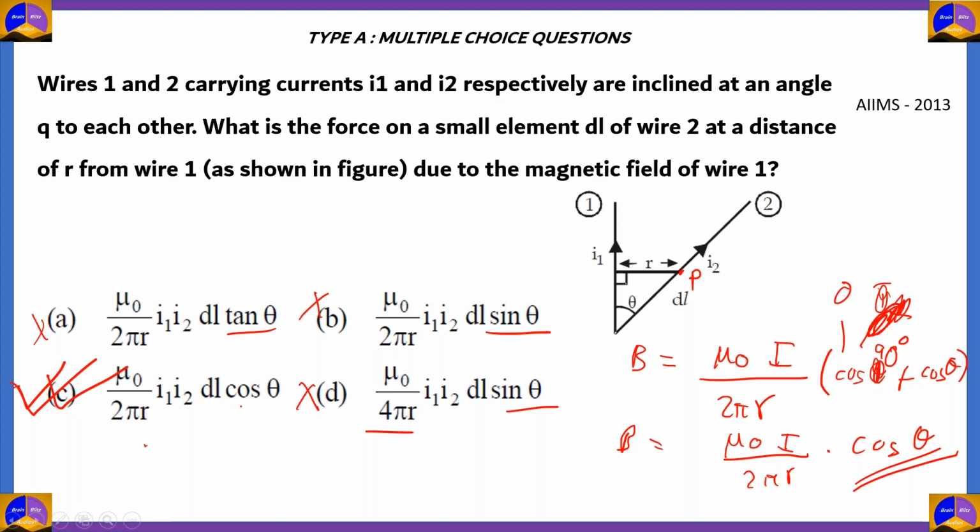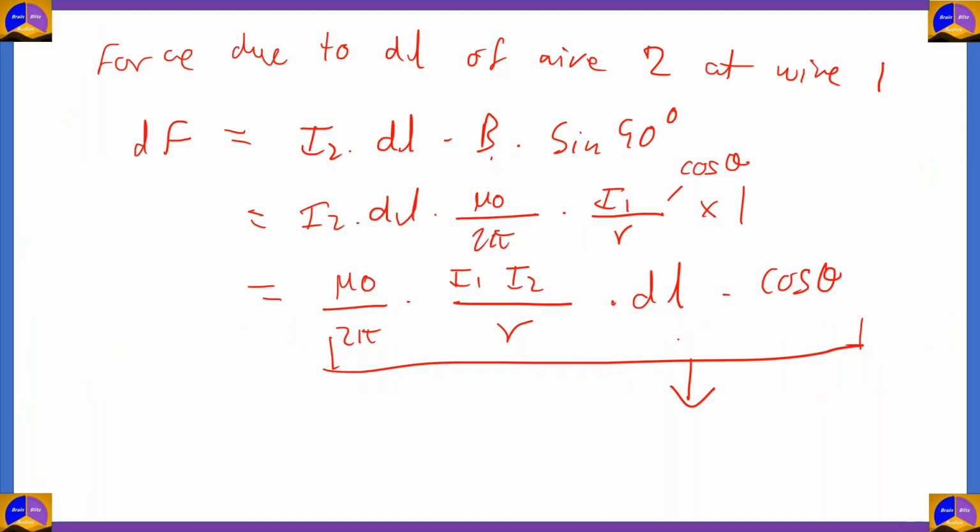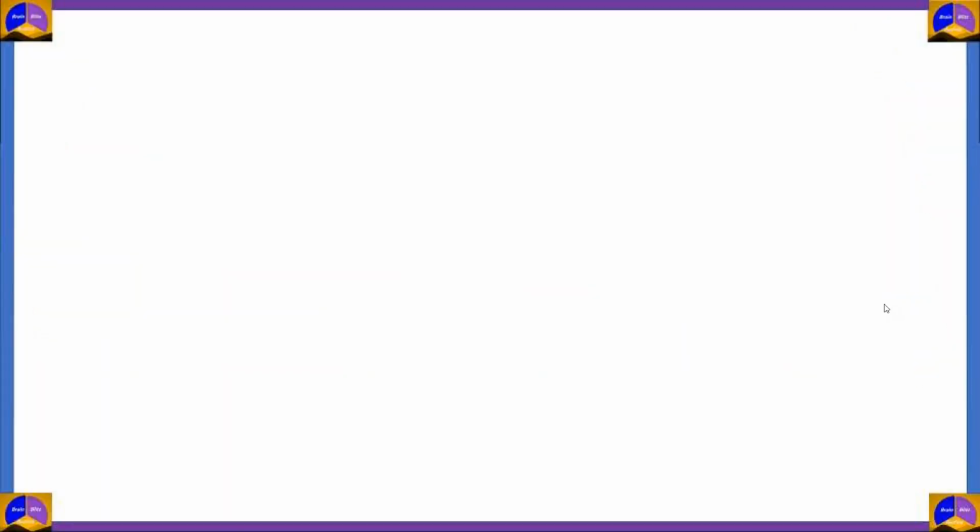And we use the Biot-Savart law in order to get it. So first we found the magnetic field at the point P, and using that magnetic field, we found the force acting on D1 on the wire 1 due to the length dl. So then, without integration, we got this value. So this is the right option, option C.